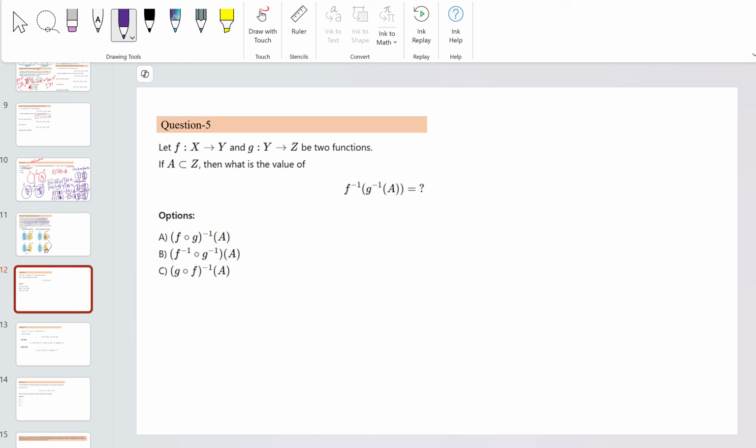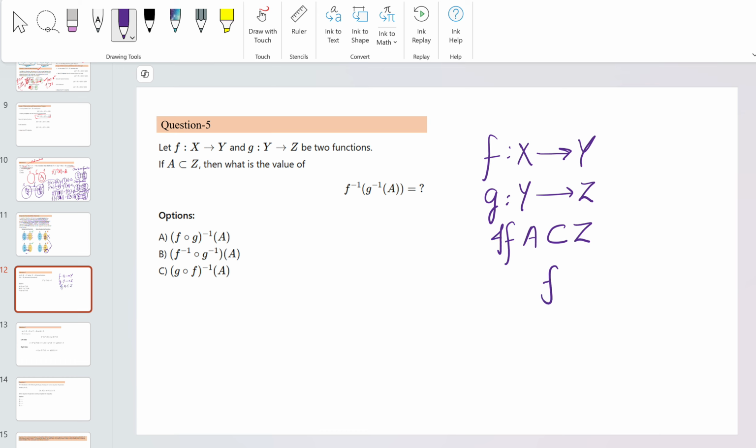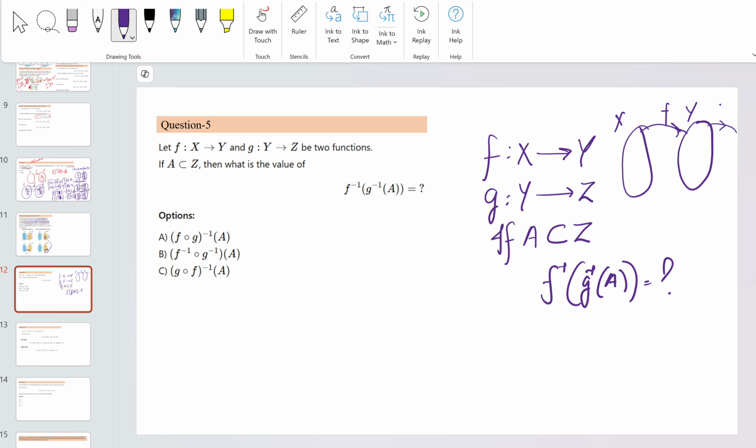Okay, let me give the solution for this. In this question, it is saying that there is a function f which has x elements and whose output is y, and g is such that y maps to z. Okay, there are two functions, and also A is a subset of Z. Then it is asking what is f inverse of g inverse of A basically. Okay. So it means that when you have an x set which is defined by a function f having elements y, and there it is defined with g and has Z. Okay.